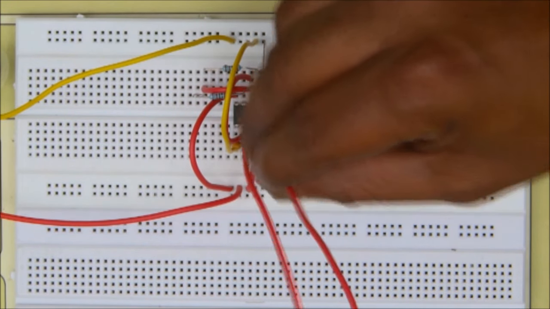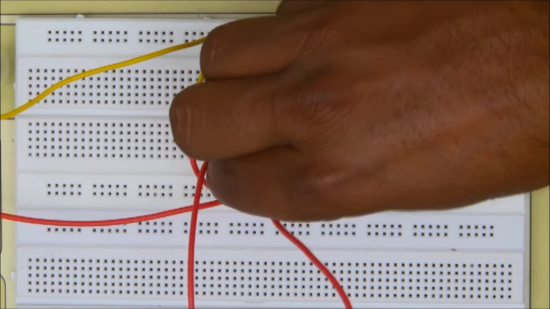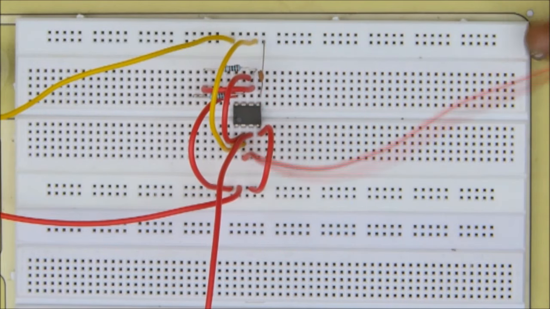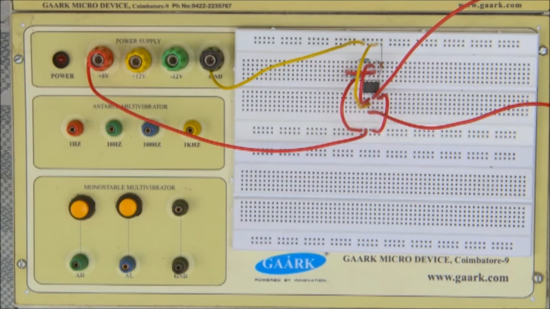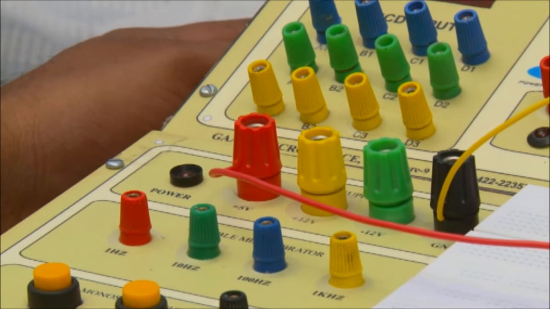Connect channel 2 to IC pin number 2 to observe the capacitor charging time. Now the circuit has been connected. Now switch on the power supply and observe the waveform through the CRO.